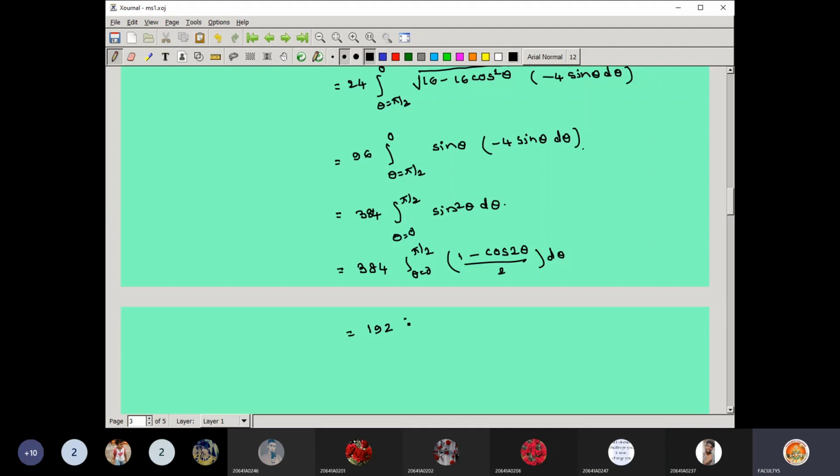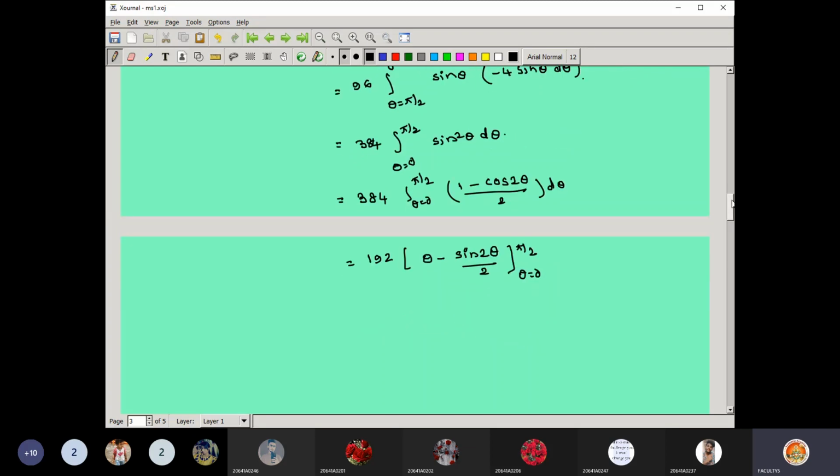So I'm directly doing the integration. Integral of 1 is theta minus, cos integration is sin 2 theta divided by 2. So theta limits 0 to pi by 2. Just I'm doing the integration only. So this is equal to upper limit and lower limit. I am substituting the limits.